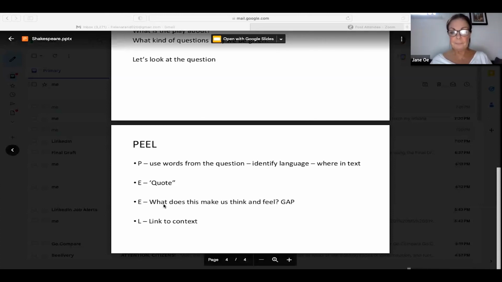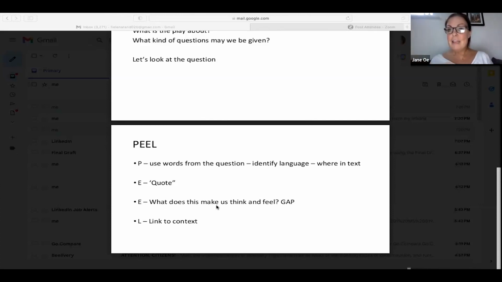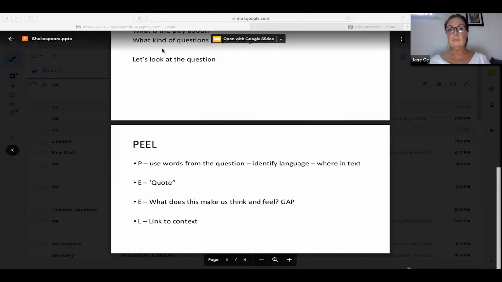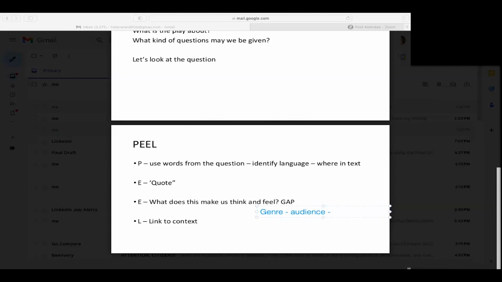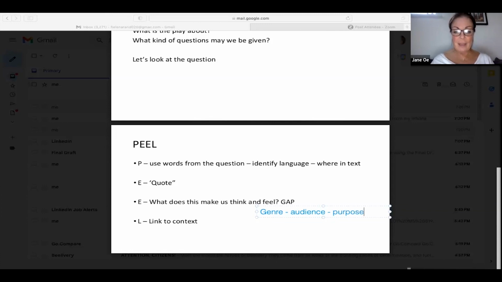Then you have your quote. And then what does this make us think and how does it make us feel? And thinking about the GAP. What do I mean by GAP? Anyone? What's that acronym? That's one of my little acronyms that I like. What's it important to do here in this question? Okay, GAP stands for genre, audience. Anyone know what the P could possibly stand for? Is it purpose? Yes, purpose. Why is that important and whose purpose are we talking about?